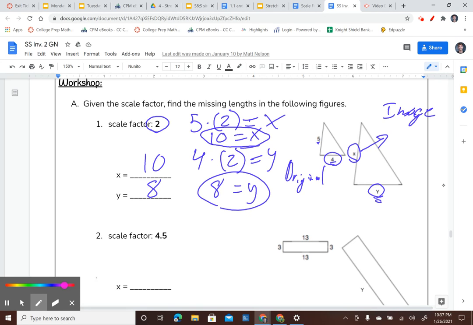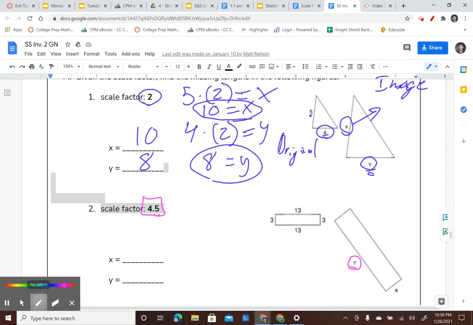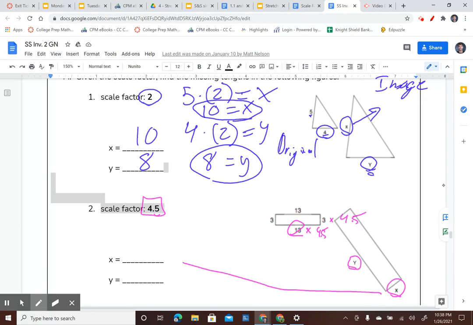All right, now we're looking at the next problem, and it's 4.5. So here we see we're missing y and we're missing x down below if we scroll down here. And so what we're going to do is multiply 13 by the scale factor, which is 4.5, and we're going to multiply 3 by 4.5 as well, and that's going to give us our missing values for both x and y. So that's what we're doing there for that part.